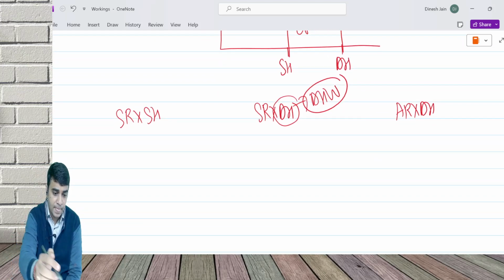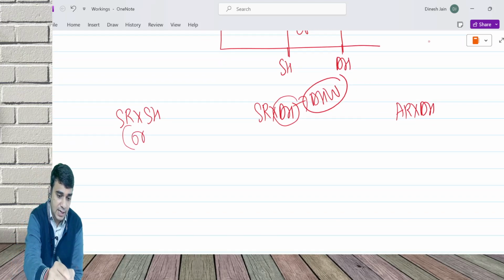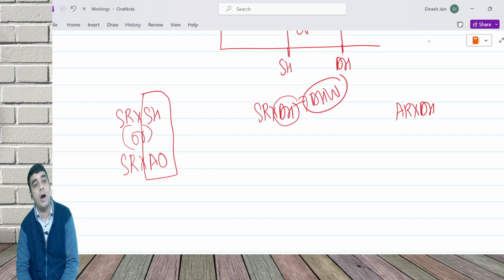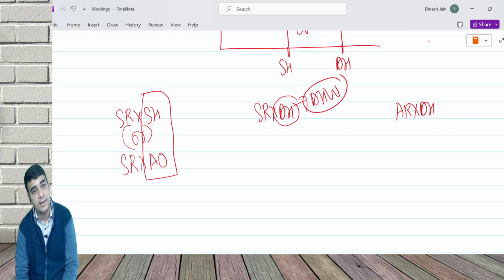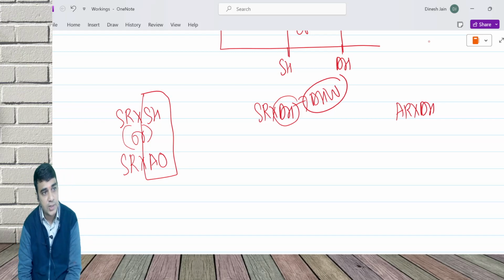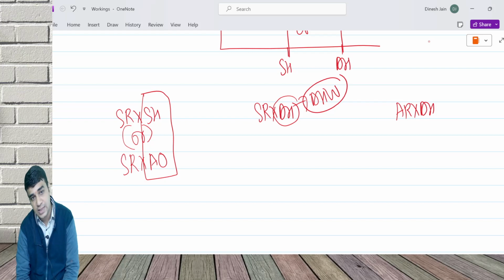Wait for some time. This SR into SH has another name. It is called SR into AO. The logic is very simple. Actual output is always used to calculate standard time. So you can replace SR into SH with SR into AO.